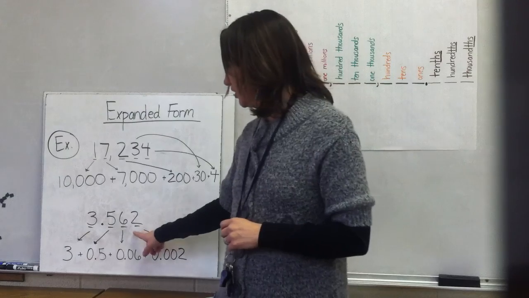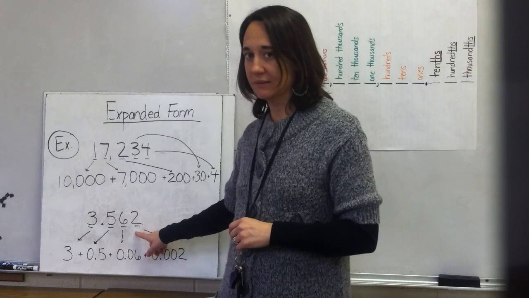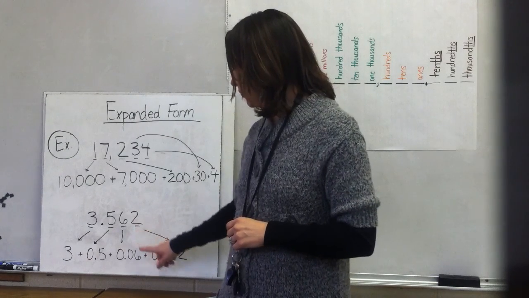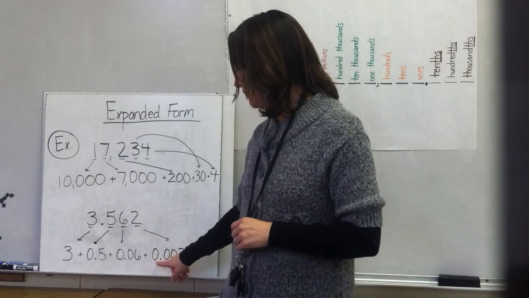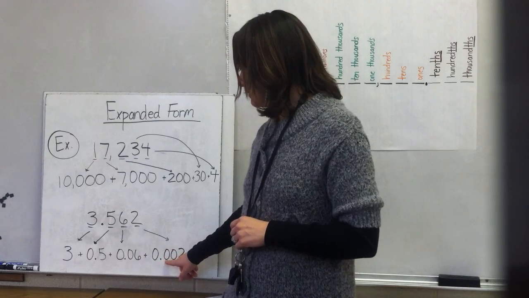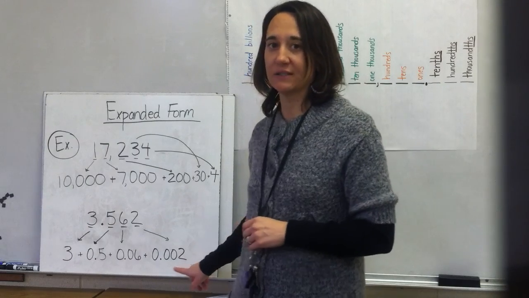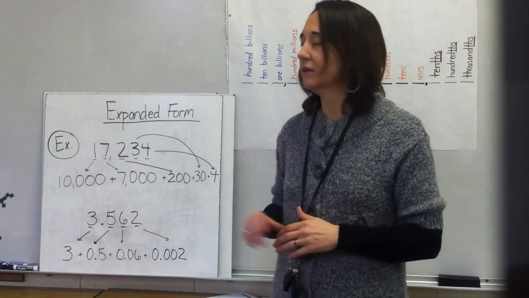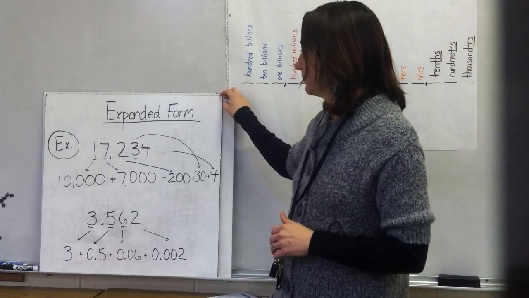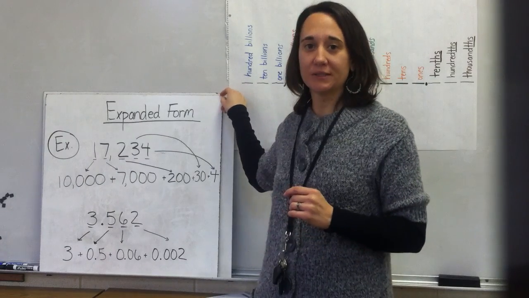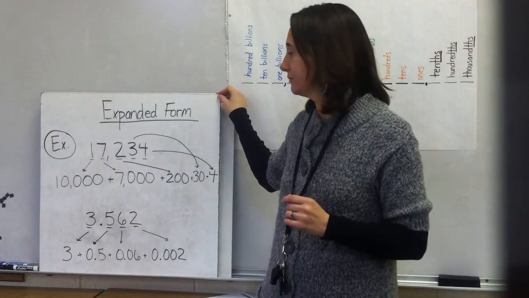And last, we have a 2, which is in the thousandths place. Here's our placeholder 0, the decimal, tenths place, hundredths place, and then finally the 2 is in the thousandths place. You see both those examples in your notebook. Now go ahead and pick up your pencils, and we're going to do one together.